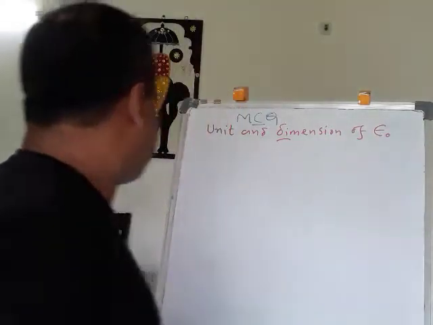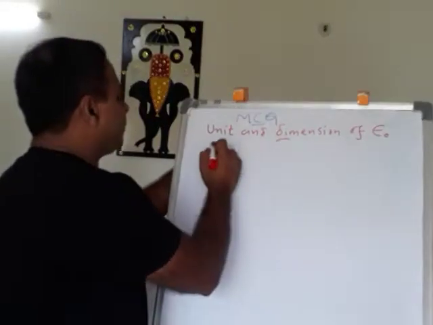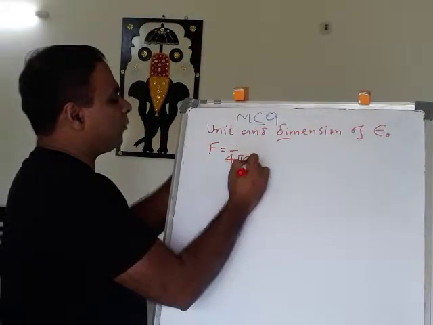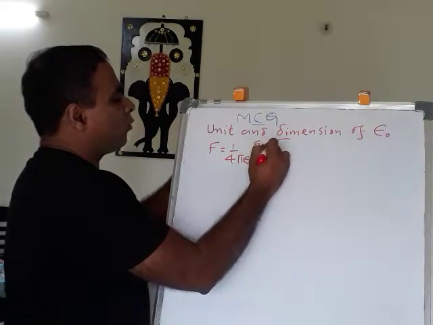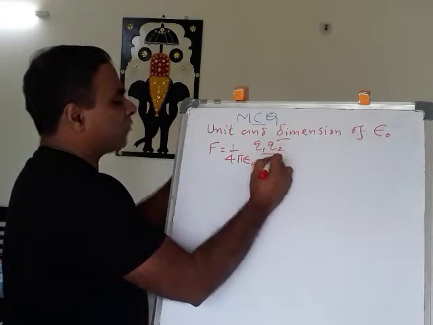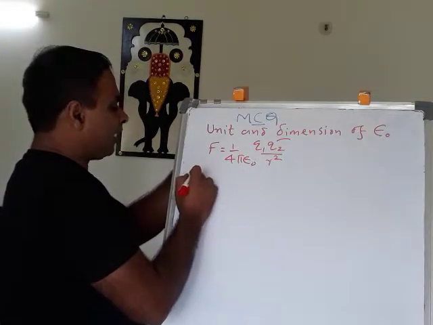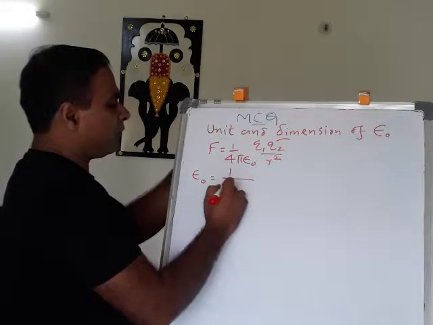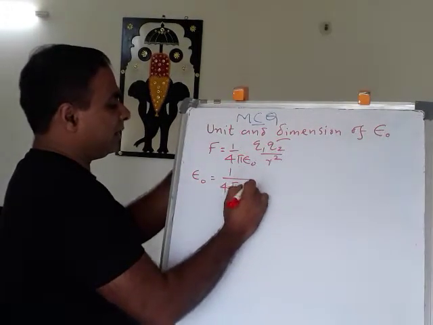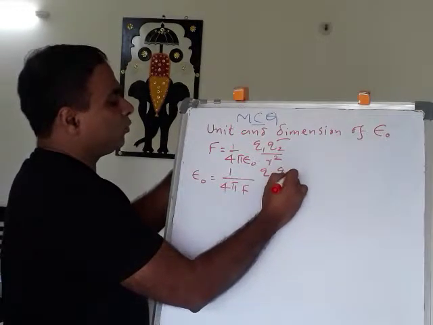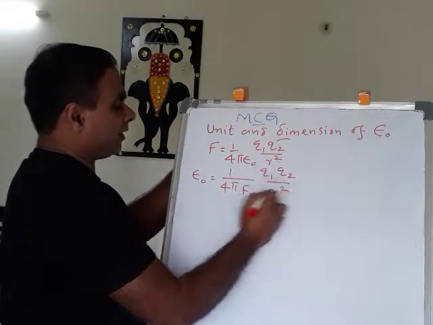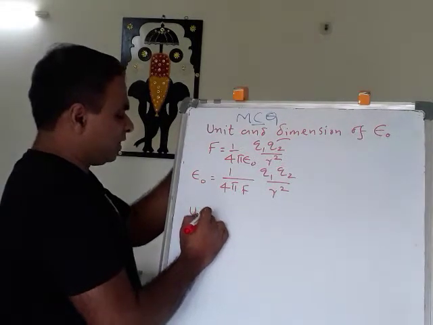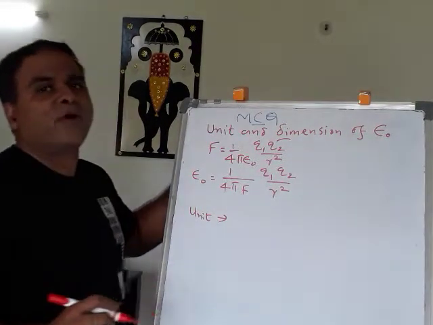Please listen. From Coulomb's law, you know the equation F is equal to 1 by 4 pi epsilon 0 Q1 Q2 by R square. Now you can write epsilon 0 is equal to 1 by 4 pi F into Q1 Q2 by R square. Now I will write the unit and dimension from the formula.